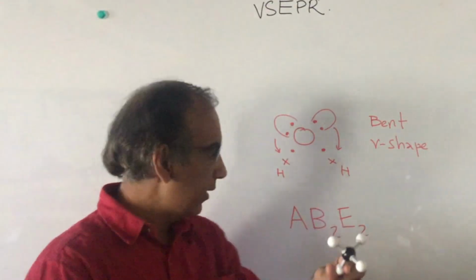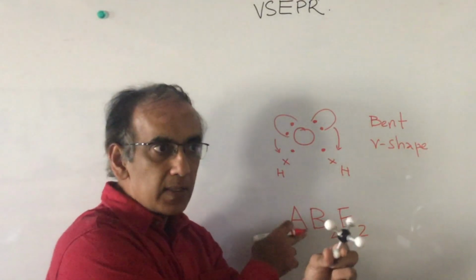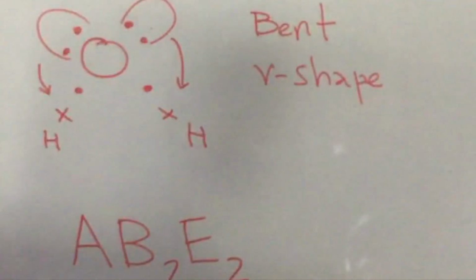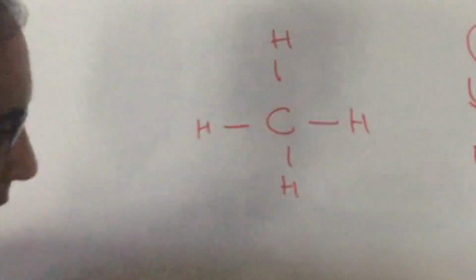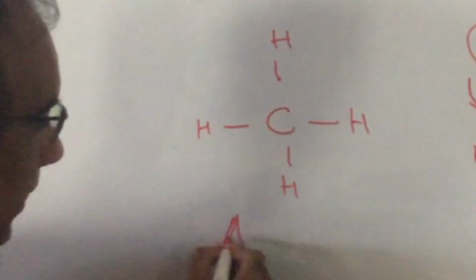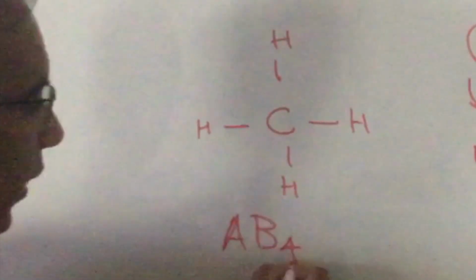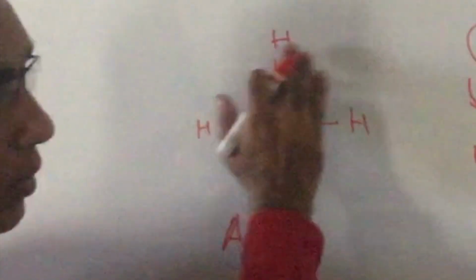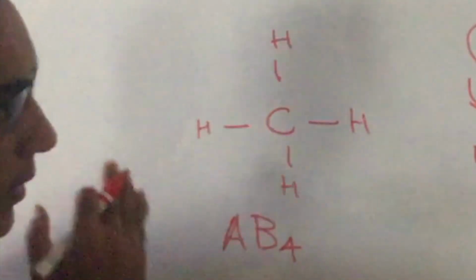Returning to methane and to follow this system, we would have CH4 as AB4, and no E's because there are no lone pairs of electrons in methane.